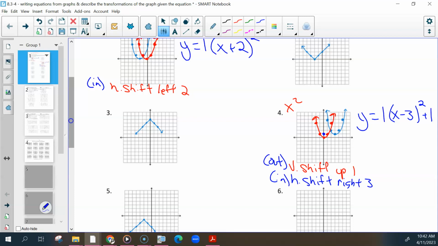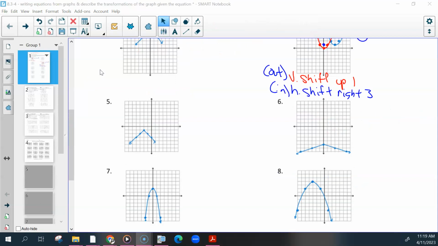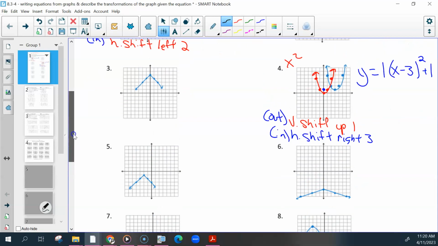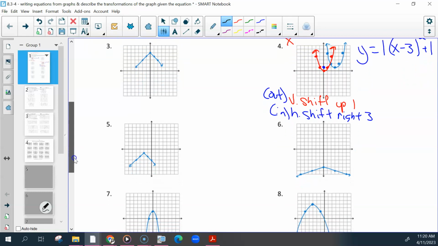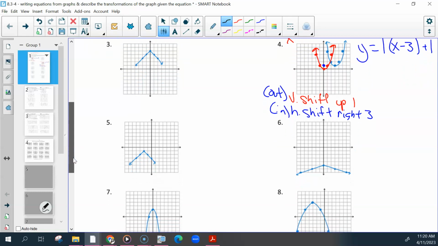And we'll pause there and continue. Before we move on, do we have any questions on 4? We're going to go to 5. 5 is now a V shape, so the parent function has changed. It's now absolute value instead of your quadratic.